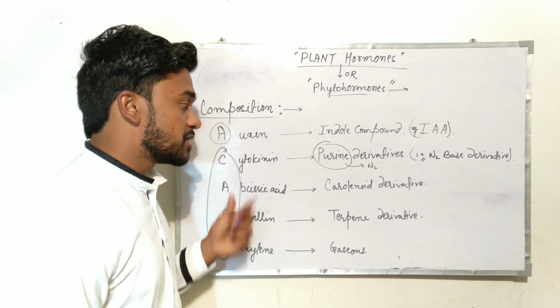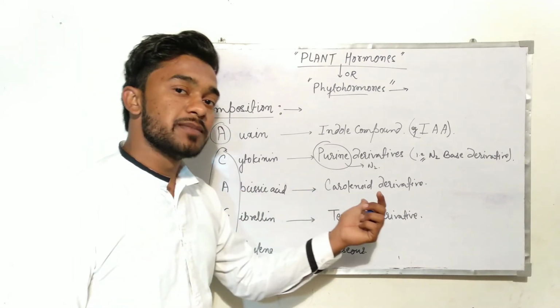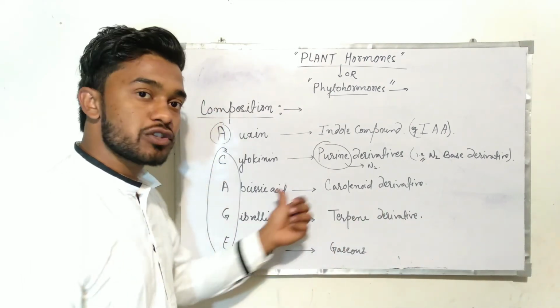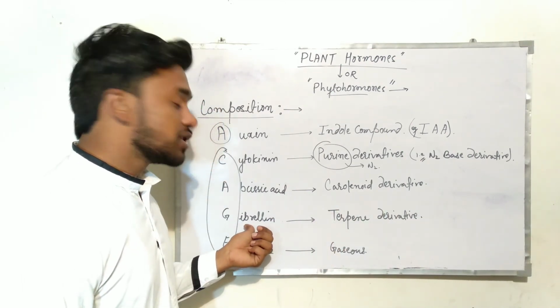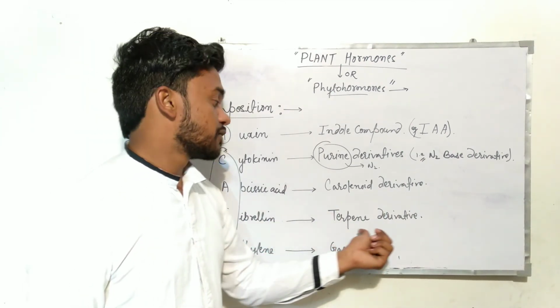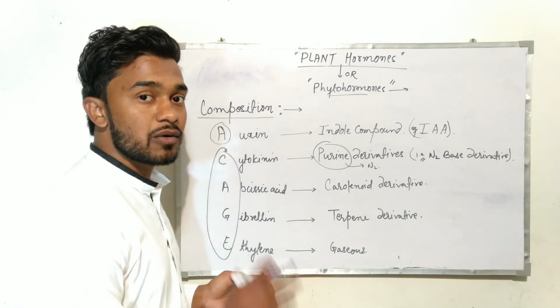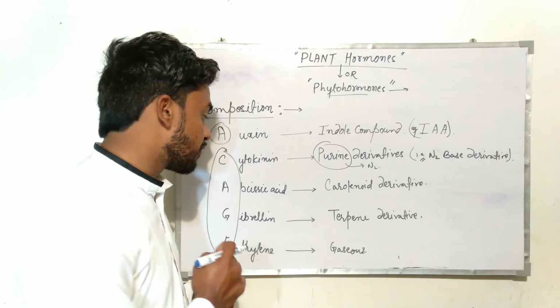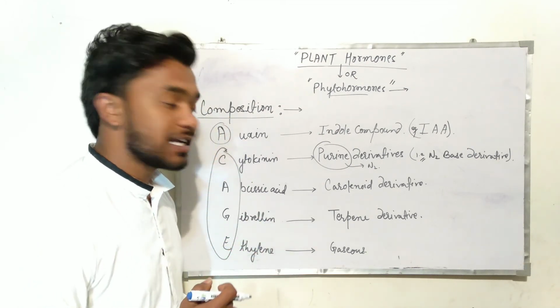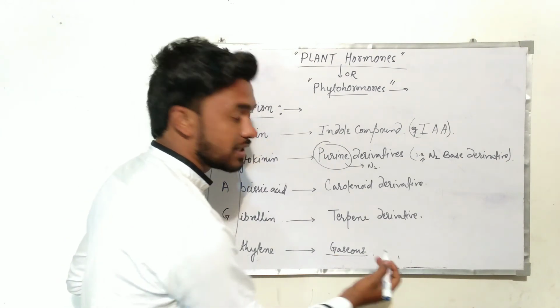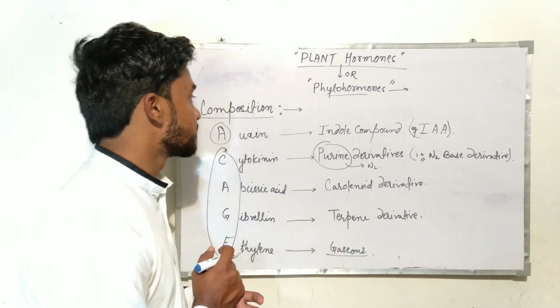So the next one is abscisic acid. Abscisic acid is basically a carotenoid derivative. They are derived from carotenoids and isoprenoids. Gibberellin or gibberellic acid is a derivative of terpenes. The next one is ethylene. This is the only compound which is derived from gases or present in gaseous form. So ethylene is composed of gas, or it is present in the form of gas.